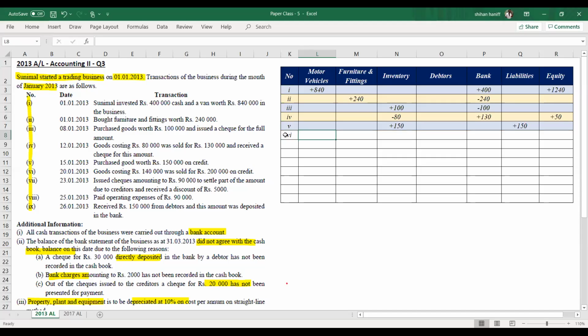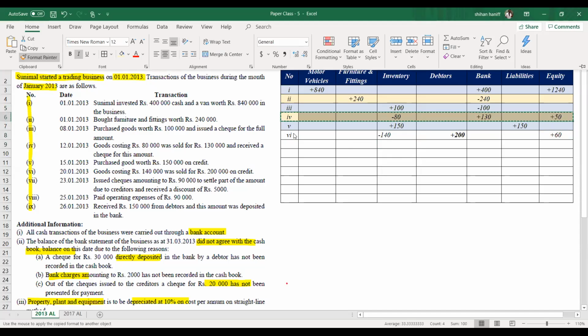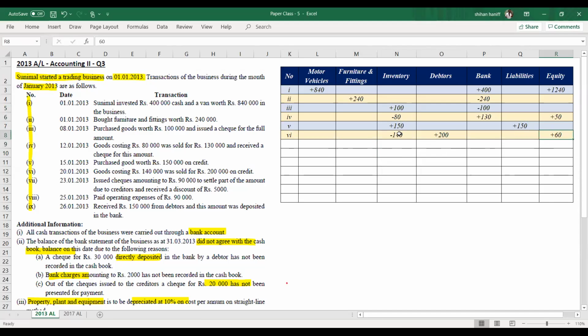Number 6. Goods costing 140 were sold for 200 on credit. Now this is a credit sale. Goods costing 140, so inventory will reduce by 140. Sold for 200, debtors will increase by 200. And the profit will increase by 60. 140 worth of stock sold for 200 on credit, so the profit will be 60.